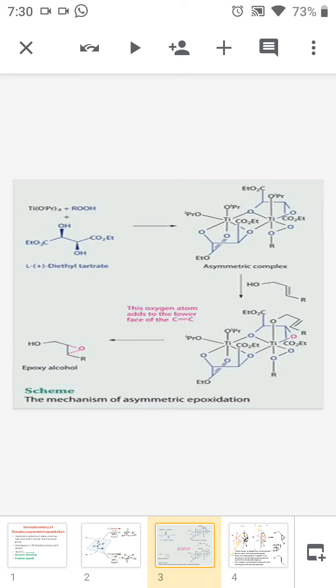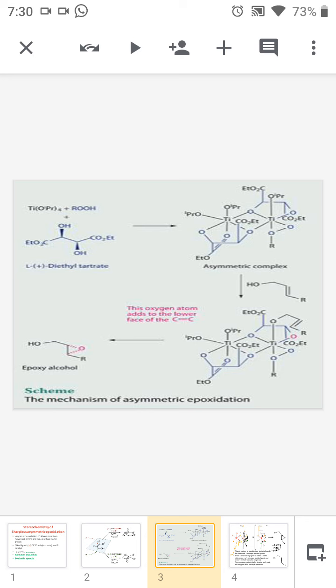And the optical activity of the diethyl tartrate, here it is L plus. Okay, plus. Then it will react with titanium isopropoxide along with a hydrogen peroxide, substituted hydrogen peroxide. We will form an asymmetric complex as the catalyst. This is the structure of the asymmetric chiral catalyst.